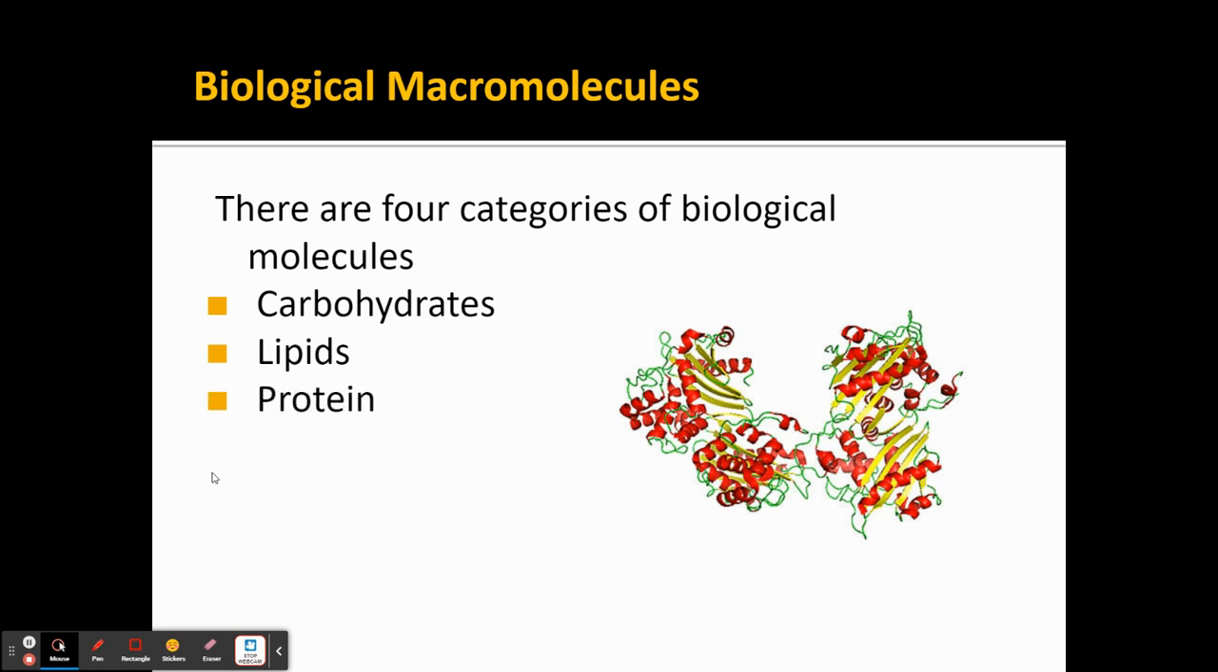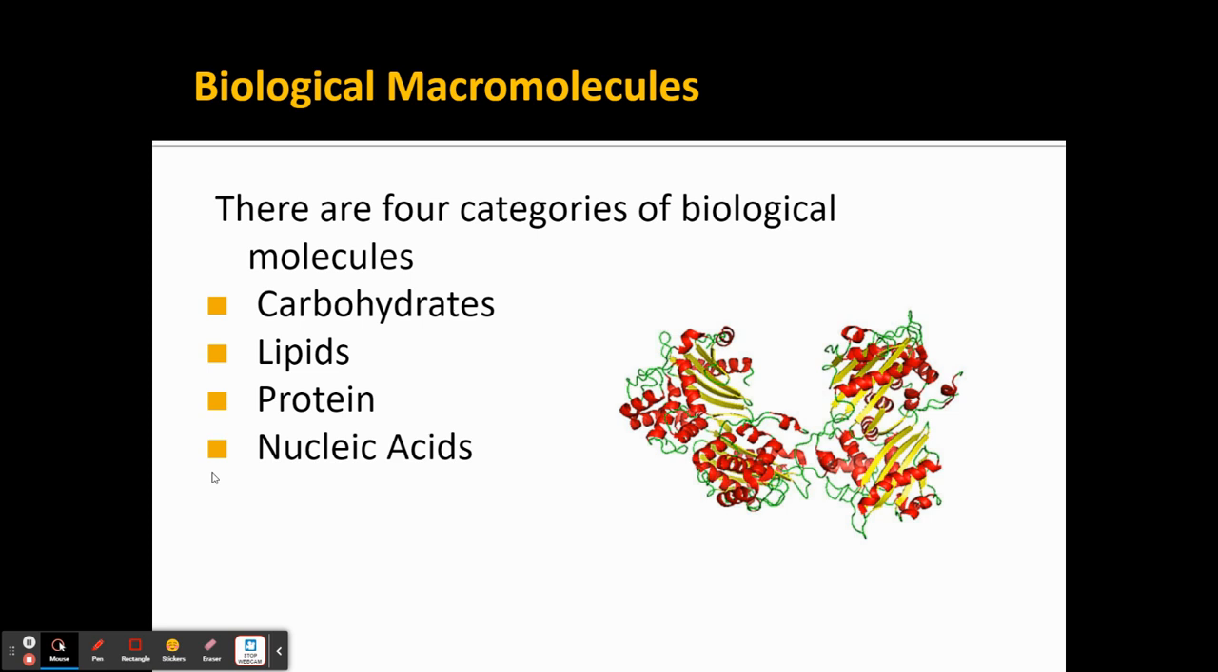Proteins, these are the workhorses of your body. They do all the stuff. They make up your muscles. They make up your connective tissues. They're enzymes. They do just about everything. Your hair, your fingernails, all of that is proteins. Most of your skin and things.